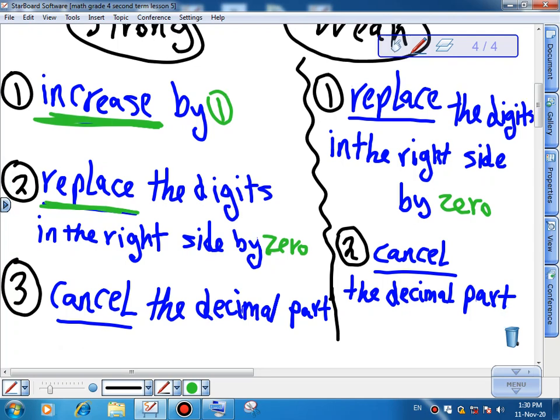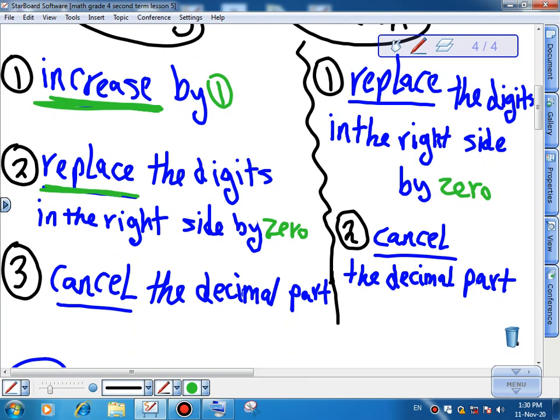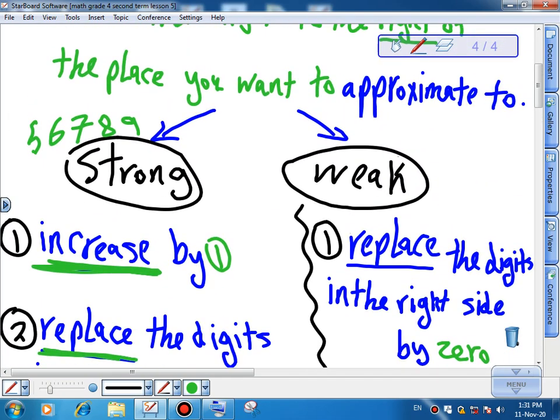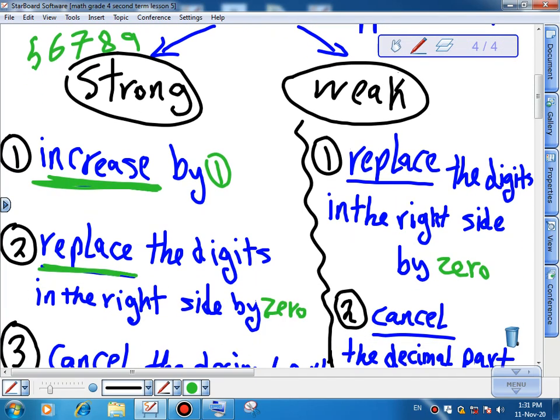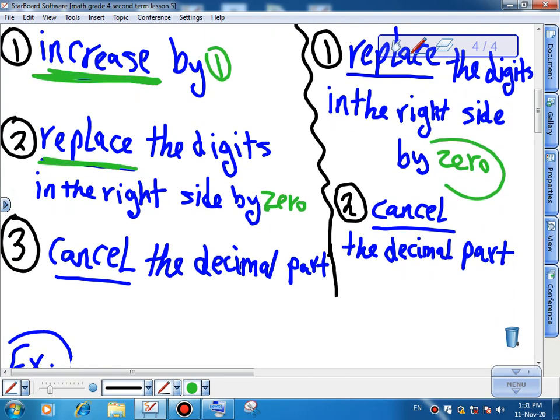And the last one, cancel the decimal part if it exists. If there is no decimal part, you will do nothing. But if the number on the right side is weak, you will just replace the digits on the right side by 0, and cancel the decimal part if it exists.